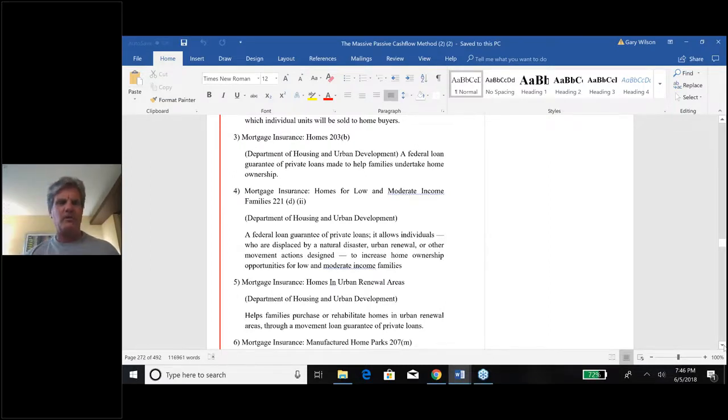Another program for low to moderate income families is the 221D. And guys, all these, remember this, they come and go. These loan programs are not like static forever. They come and they go. Sometimes they're more prevalent in certain economic cycles and not in others. So the government can put them in and they can take them out. Okay, so you have to always check with your local representative and see what's available right now.